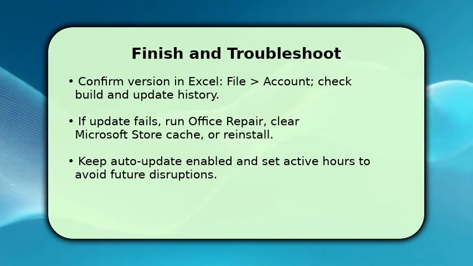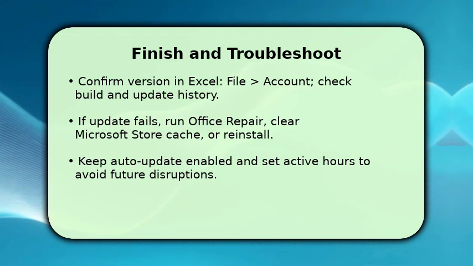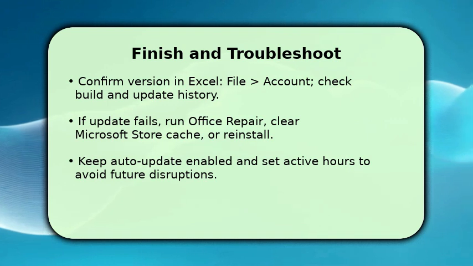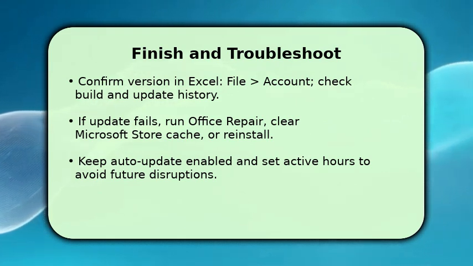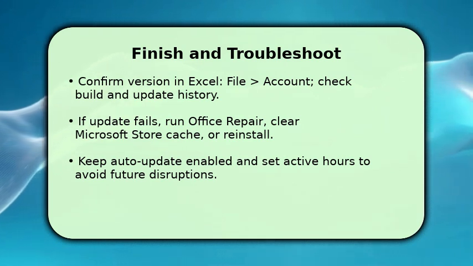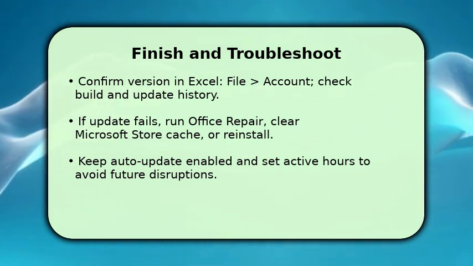This verifies success. If there's a problem, run Online Office Repair or Quick Repair from Programs and Features. If that fails, clear the Microsoft Store cache with WSReset or reinstall Office. Make sure Auto Update is enabled and set active hours so updates install cleanly next time. One troubleshooting tip: if service errors persist, try signing out and back into the account before repeating the repair.